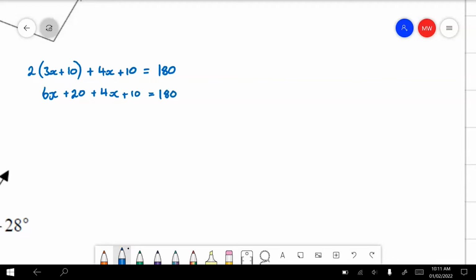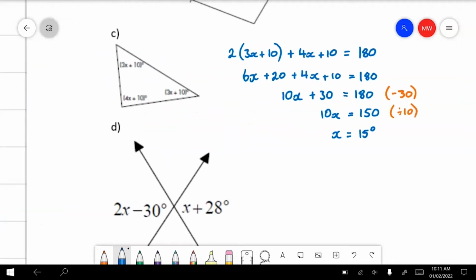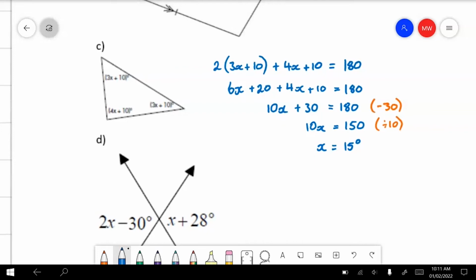Now I'll collect up some like terms. I've got 6x and 4x, that makes 10x. I've got 20 plus 10, that makes 30. Now I'm down to the balance method. I'll subtract 30 from both sides. I'm left with 10x on the left, and I'm left with 150 on the right. Tells me to times by 10, so I'll divide both sides by 10. And now I've got x is 15 degrees. Not forgetting your units, but that question is solved.